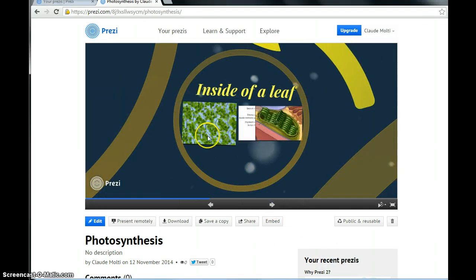Here go my pictures, my diagrams of what a leaf looks like. Or when you're looking at the microscope, you will see the inside. So when you look at this leaf under the microscope, like the Elodea, you will see these little green circles.